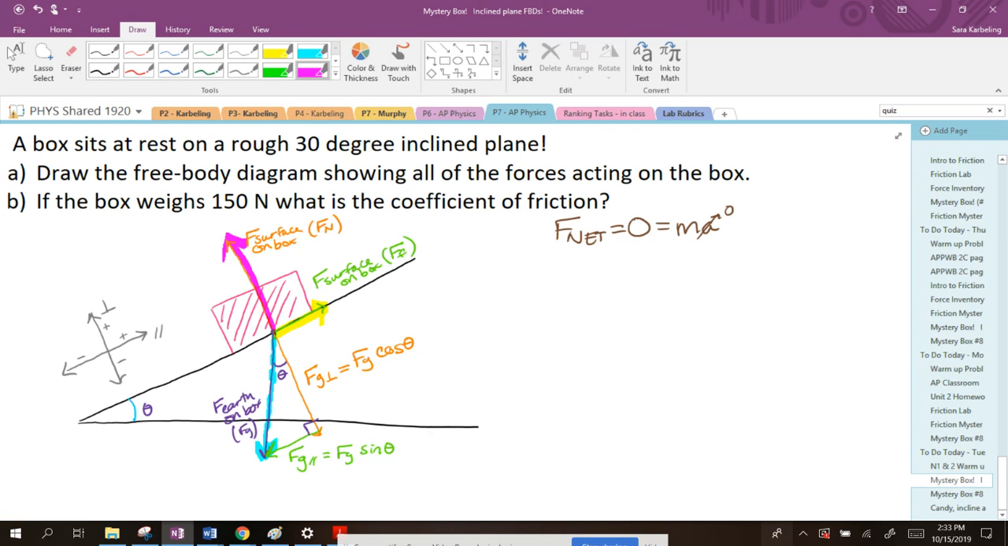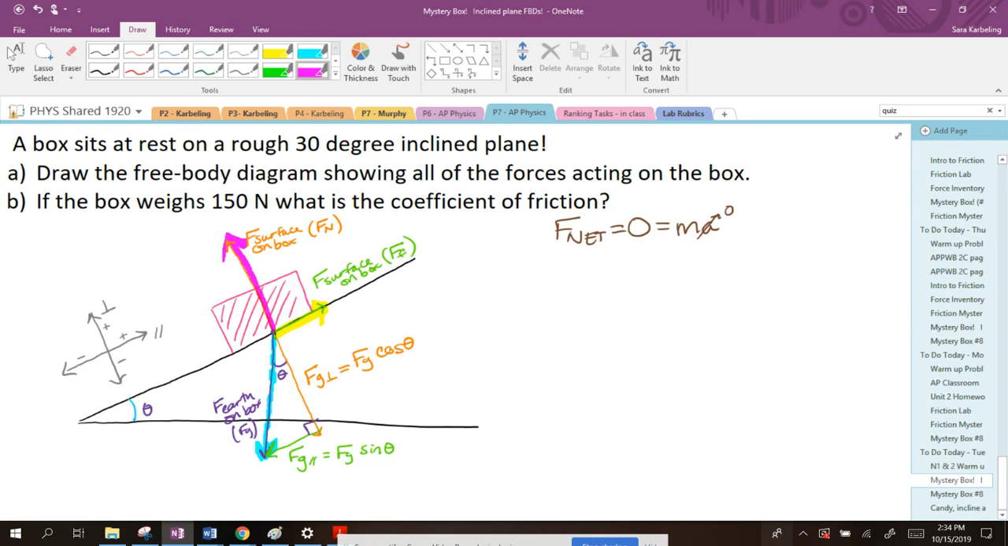And then we wanted to know what to do with this situation. So we actually finished part A quite a while ago. Now it says, if the box weighs 150 newtons, what is the coefficient of friction? You said, well, that's a good question. How are you going to figure that out?